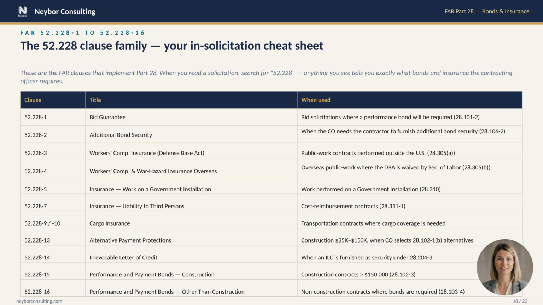And the two big ones, 52.228-15 and 52.228-16, implement performance and payment bonds for construction over $150,000 and for non-construction respectively. Print this table. Tape it next to your monitor. It will save you hours every solicitation cycle.